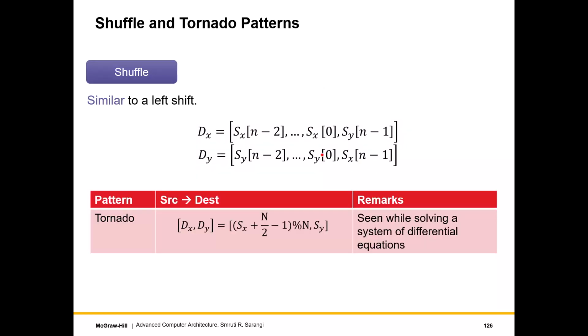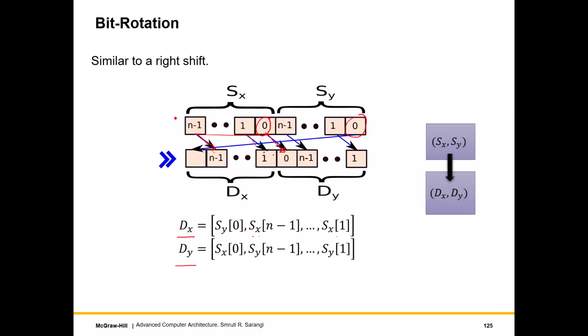Then you have shuffle. I'll discuss tornado later, but for shuffle the idea is the same thing, but instead of a right shift, it is nothing but a left shift. So all of these arrows which are going right, in this case they go left. So it's like a left shift.